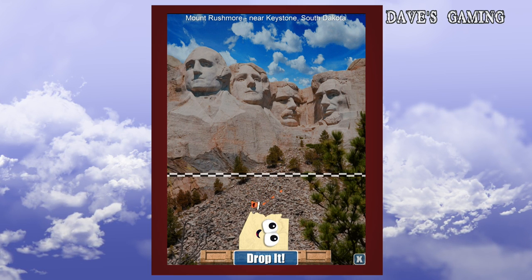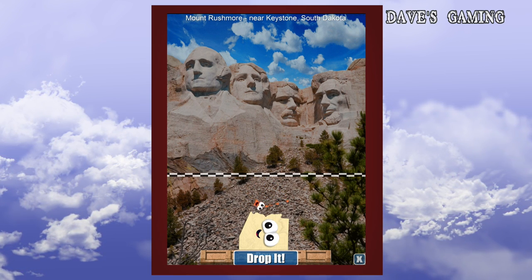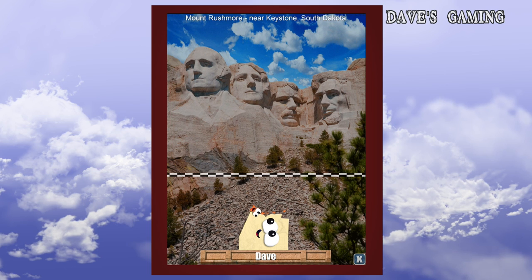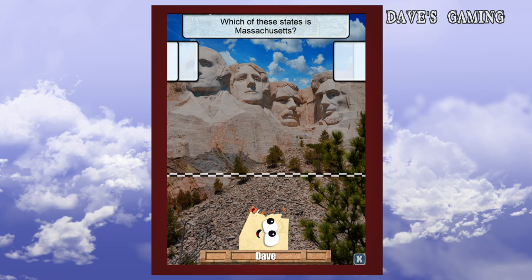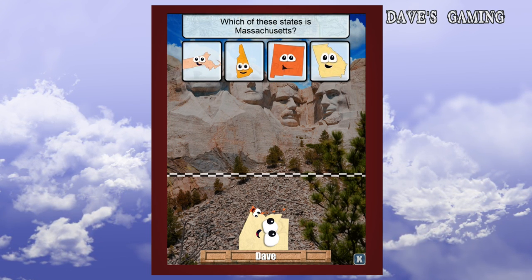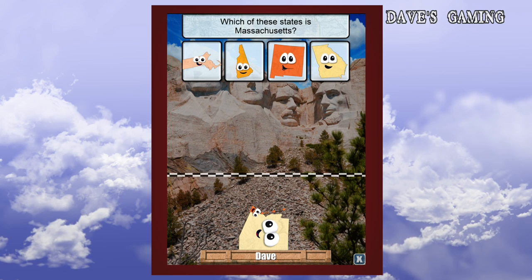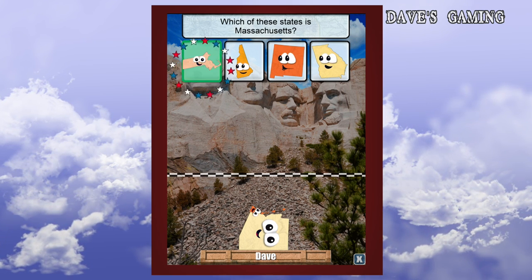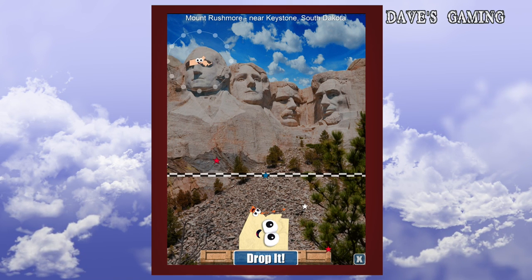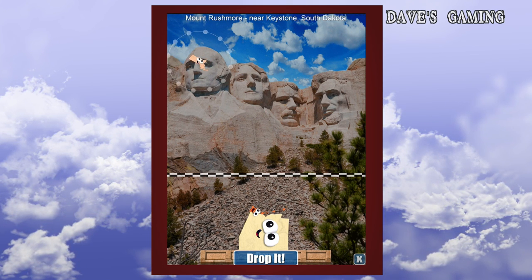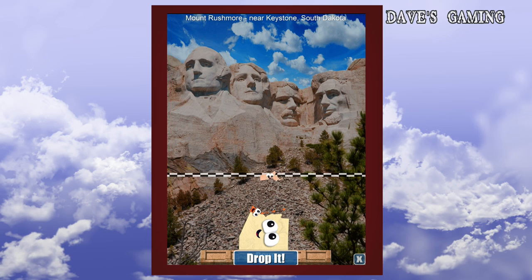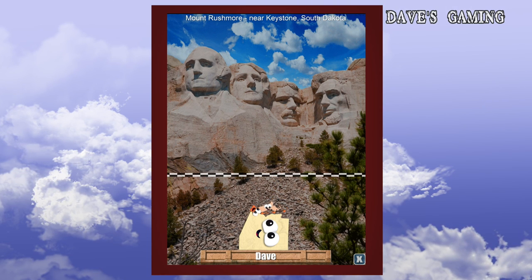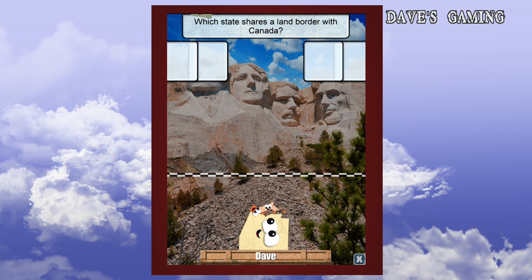Mount Rushmore, near Keystone, South Dakota, yes. It's four presidents there. Which of the states is Massachusetts? Oh, no. Huh. I got a guess here. I need to guess. Yes, that's right. Actually, I knew it too. That was Massachusetts. Next.